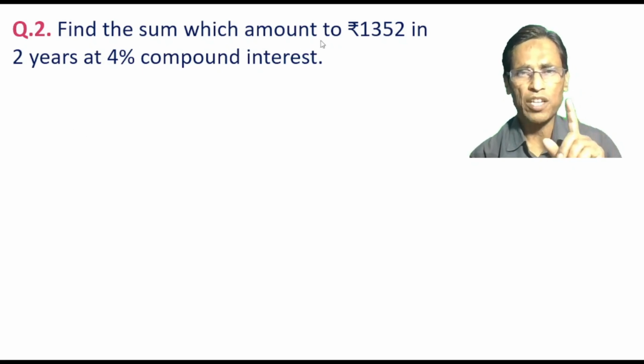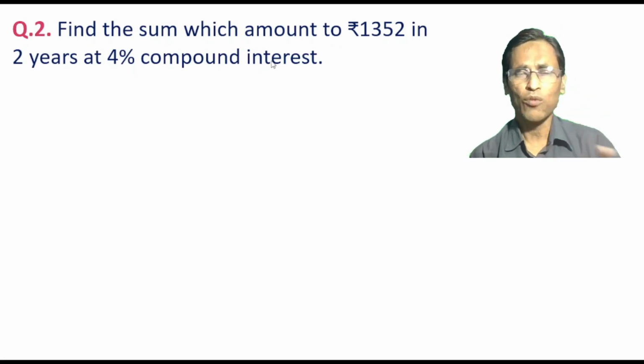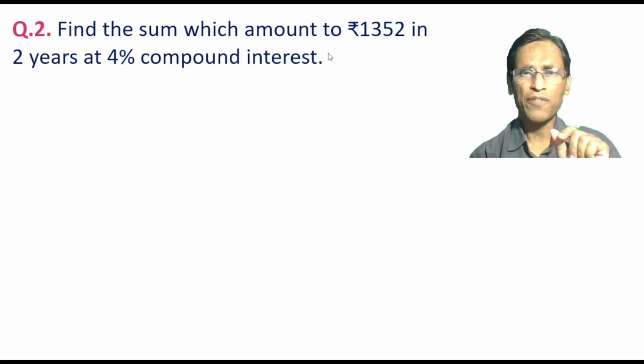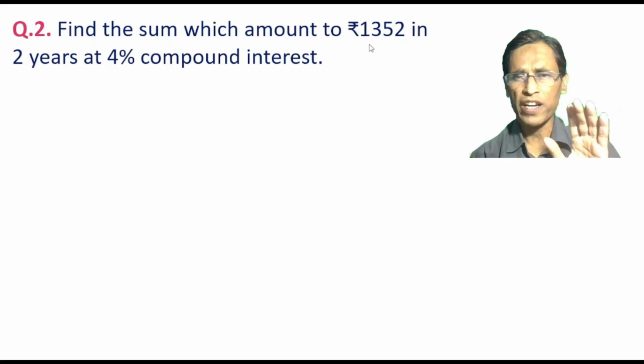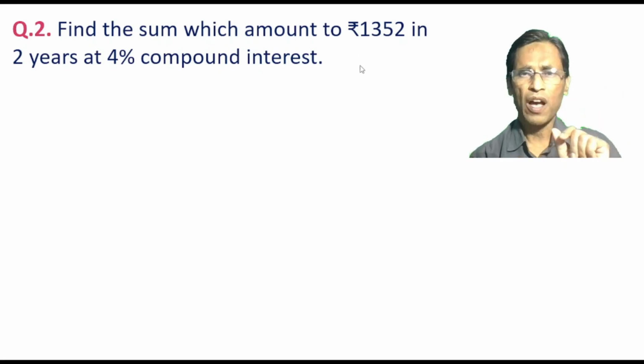Find the sum which amounts to rupees 1352 in 2 years at 4% compound interest. Here the information available to us is about the amount. After 2 years, the principal becomes the amount, which is rupees 1352, and the rate of interest is 4% and number of years is 2.